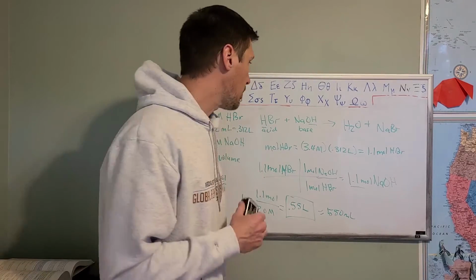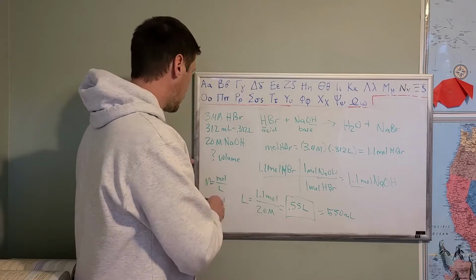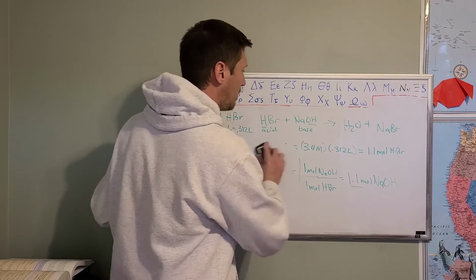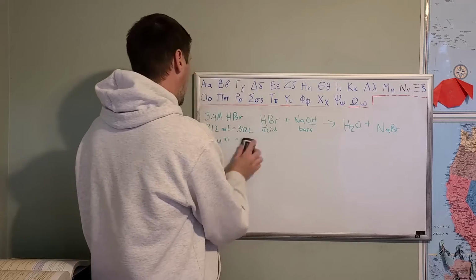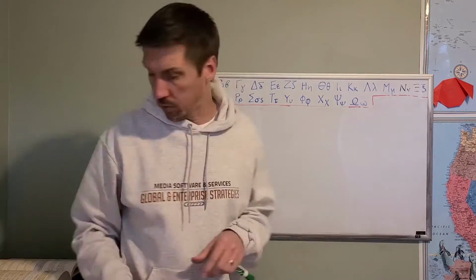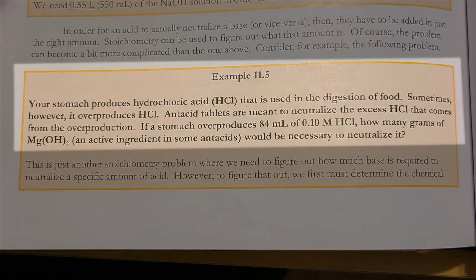Okay, let's do another problem which is almost identical, but it changes a little bit at the end of the problem. That's problem 11.5, example 11.5 in your book. Example 11.5 says, your stomach produces hydrochloric acid, which is HCl, that is used in the digestion of food. Sometimes, however, it overproduces HCl. Antacid tablets are meant to neutralize the excess HCl that comes from the overproduction.